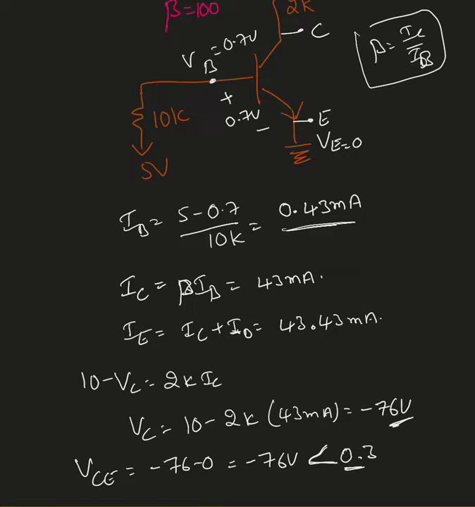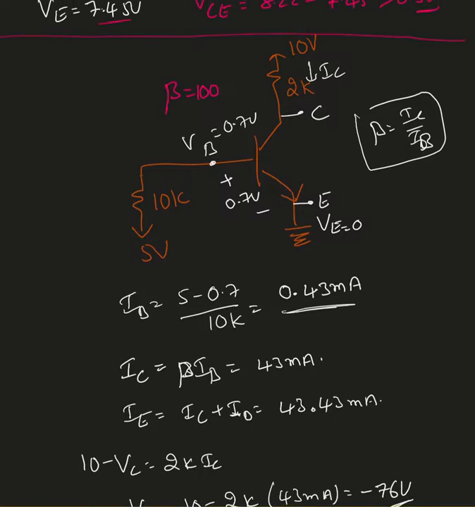Okay, so I told you we need to verify. Since we started solving this example by assuming this transistor is in active mode of operation, now we need to verify by seeing the VCE value. We found that VCE is less than 0.3 volts. So definitely this is not in active mode of operation. So this must be either in saturation mode or cutoff mode.